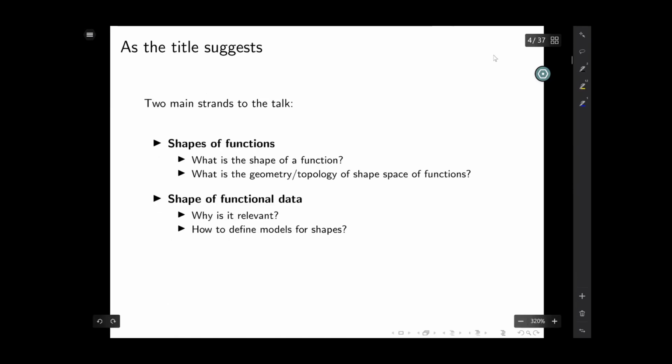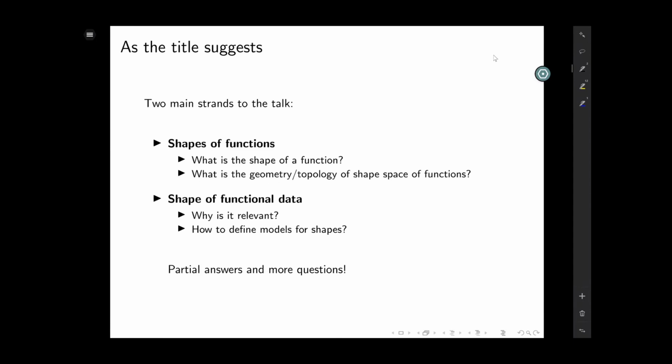And the second half of the talk will look at how we can use this notion of shape while analyzing functional data. Why is this notion of shape a relevant quantity of interest, for instance? How can we define statistical models on these shapes, once, if I do convince you that it is relevant? In fact, one can make a case saying the order should be reversed also, saying I start with the functional data and then I go on to the geometrical considerations. That's a valid argument as such as well.